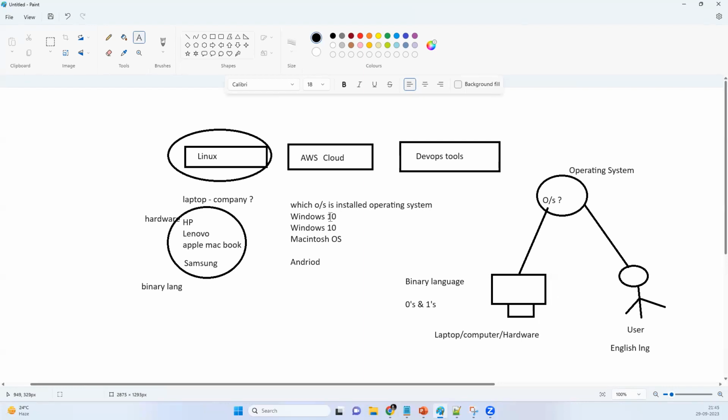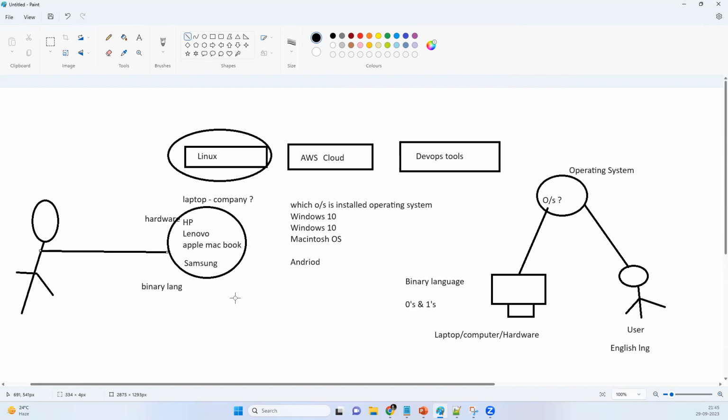So there is no OS installed on our machine, just the hardware. Hardware knows only binary language. You, the user, are using your laptop, right? You are the user interacting with the hardware. So the user knows only English language.